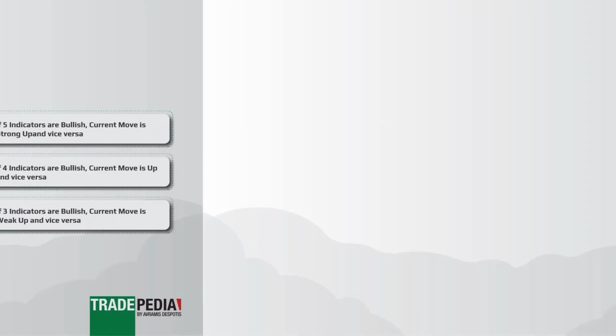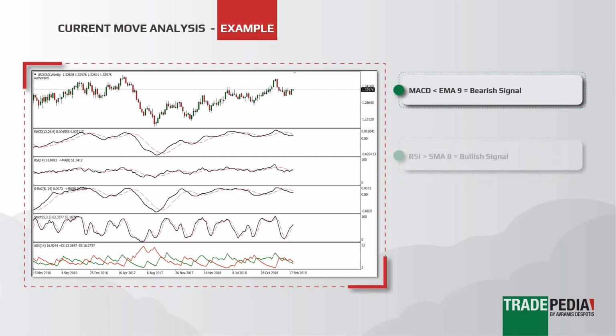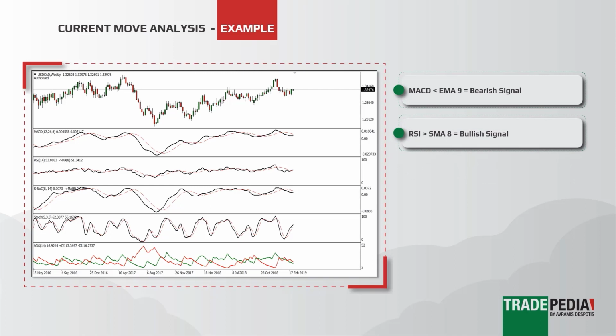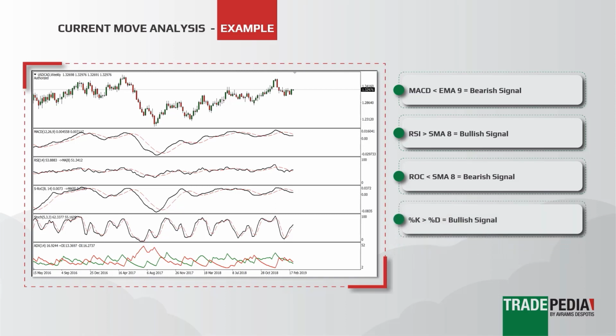Moving to the current move analysis example, we notice that the MACD is below its signal line, the 9 periods exponential moving average, and giving a bearish signal. The RSI is above its 8 period simple moving average and giving a bullish signal. Price ROC is below its 8 periods simple moving average and giving a bearish signal. The stochastics line %K is above its signal line, the %D, giving a bullish signal.